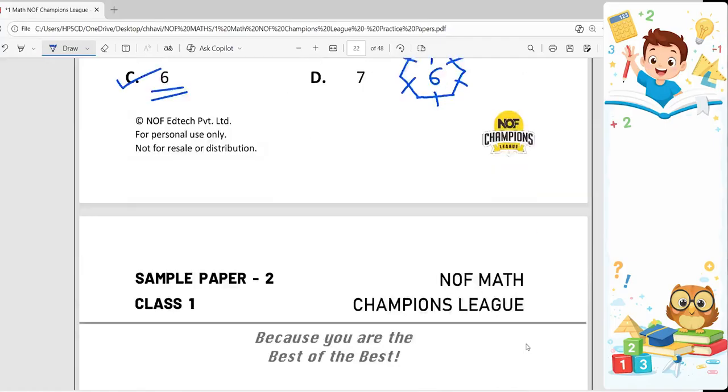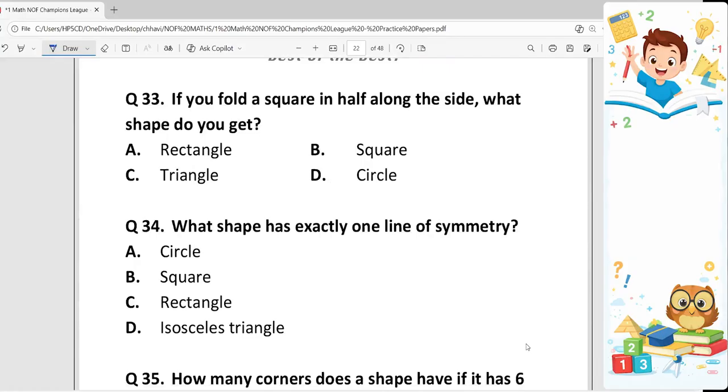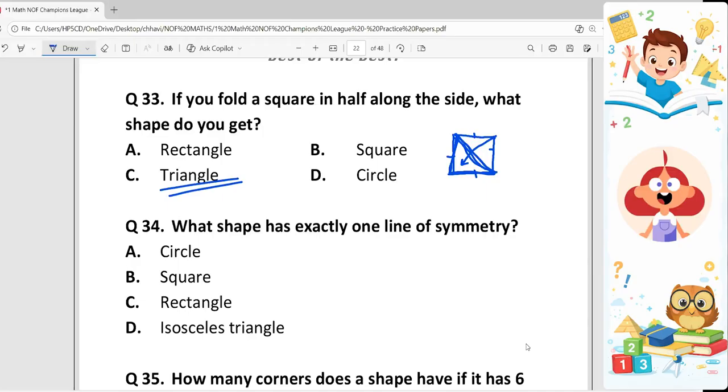Okay. Next, 33rd. If you fold a square in half along the side, what shape do you get? Now square has 4 equal sides. All four sides are equal. Now they are saying that if you fold it in half along the side, means diagonally we will fold it. So this will come over here. Okay. So when this comes over here, it will become this shape only. And this shape is a triangle, isn't it? So we have rectangle, square, triangle and circle. See, we have triangle over here. So option C is the correct answer.